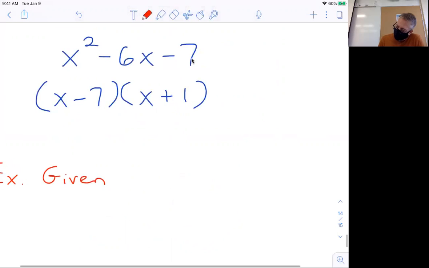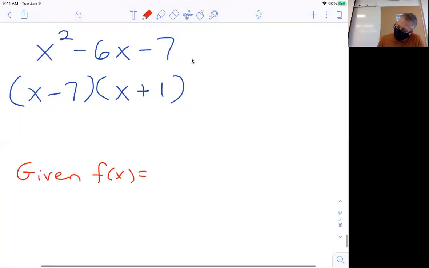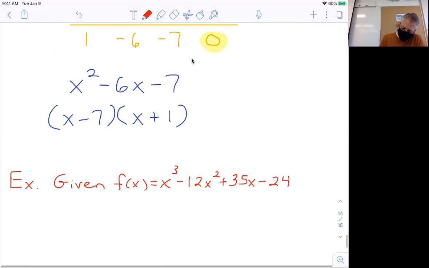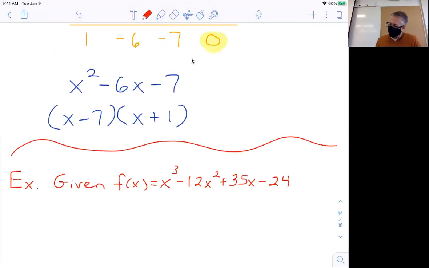All right, so given f of x is equal to x to the third minus 12x squared plus 35x minus 24. Okay, so given f of x is x to the third minus 12x squared plus 35x minus 24.